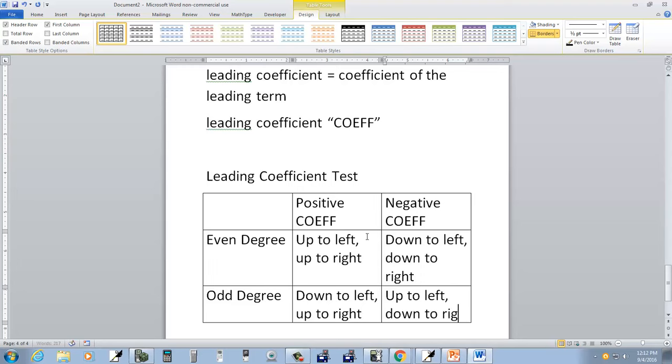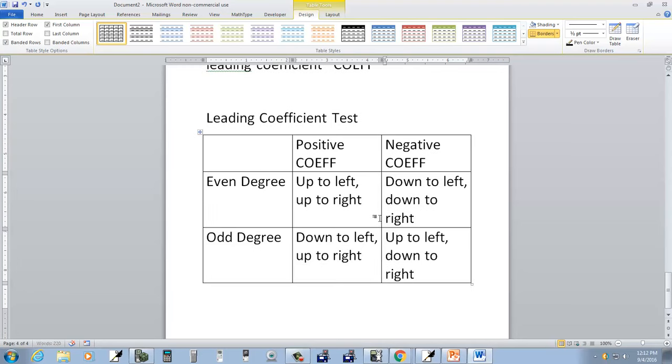down to the right. Now, what the leading coefficient test tells you is what is the graph doing as it goes clear to the left, what's it doing as it goes clear to the right. It tells you nothing about what it's doing in the middle, just what it's doing in the far end, the end behavior.